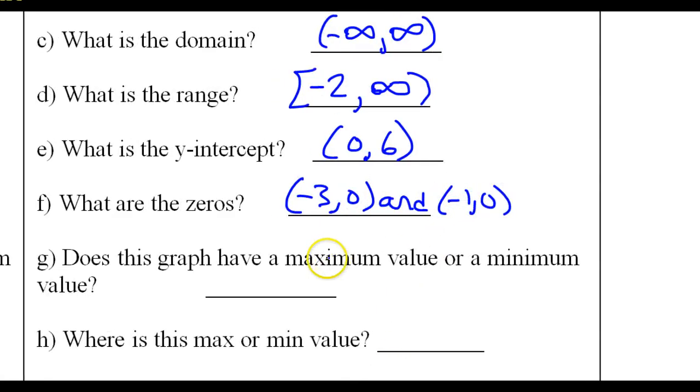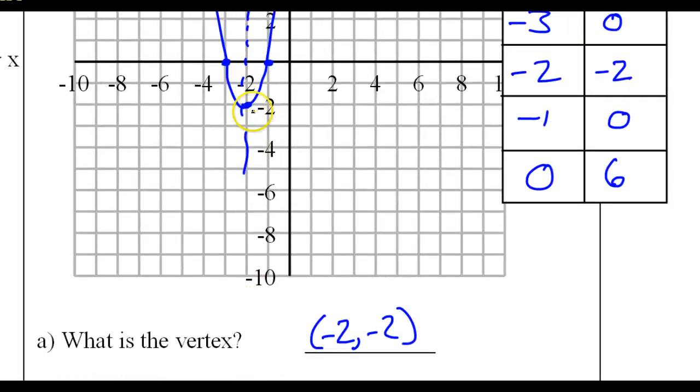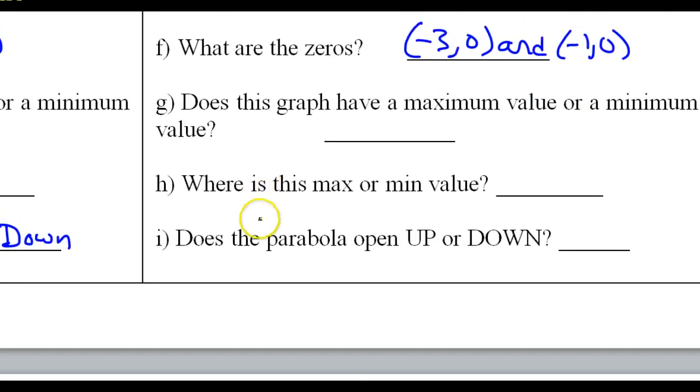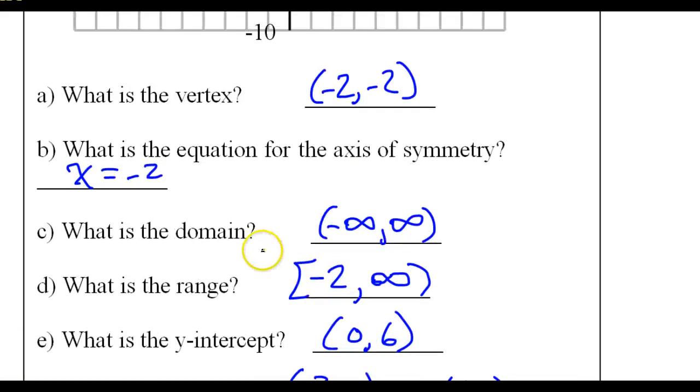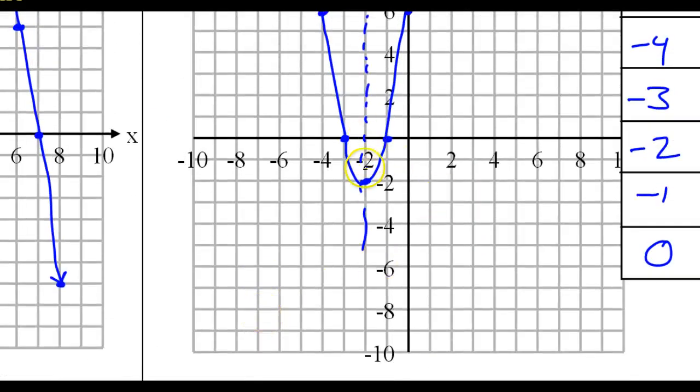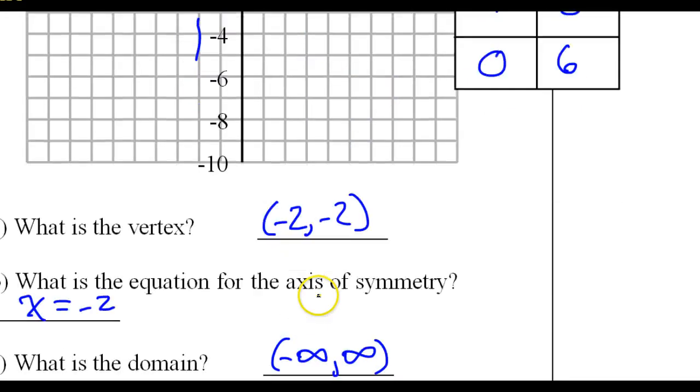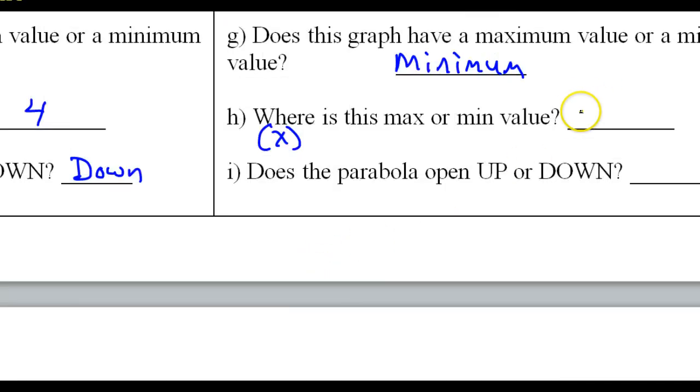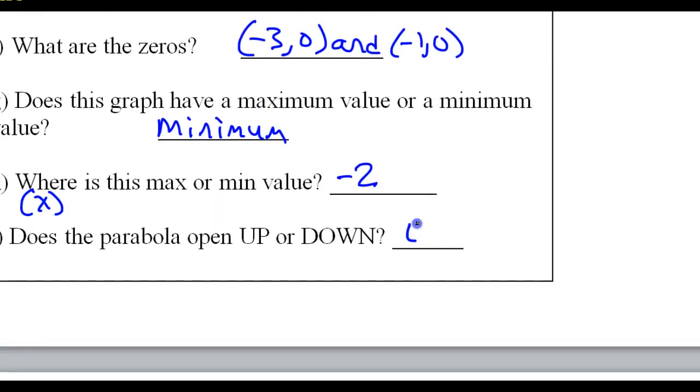Alright, does this graph have a maximum or a minimum value? It has a bottom. It has a minimum right there. Where is this max or min? Remember, when they ask the question where, they are asking for an x value. So where is it? It's at negative 2. Okay. Does the parabola open up or down? Yeah, it opened up for sure.